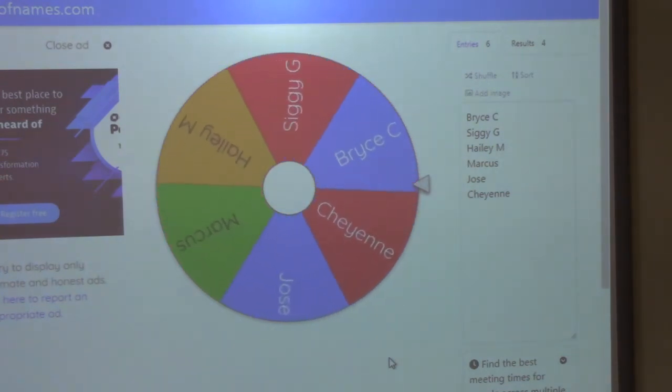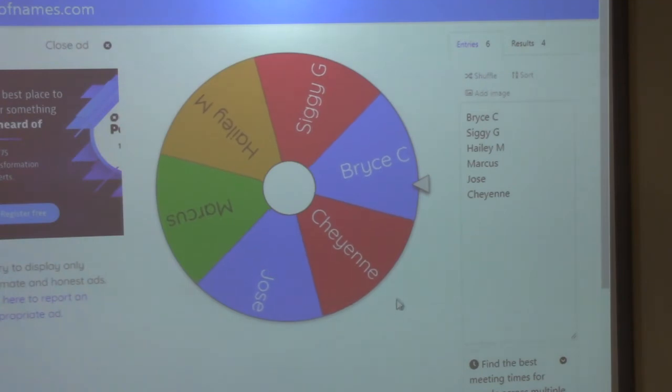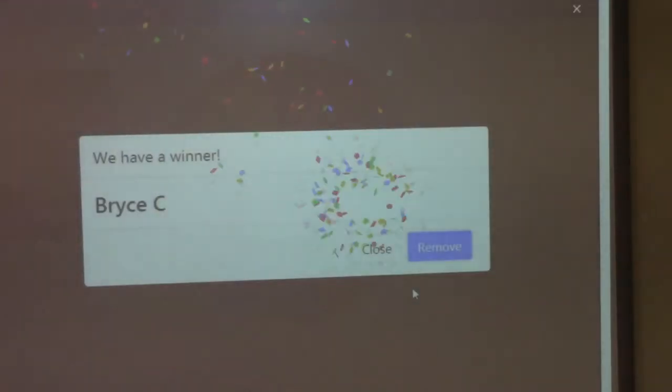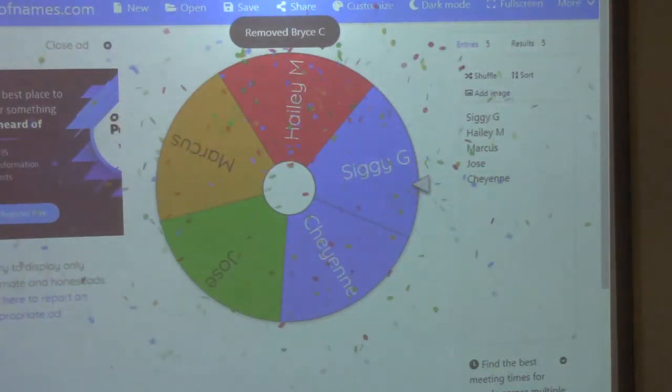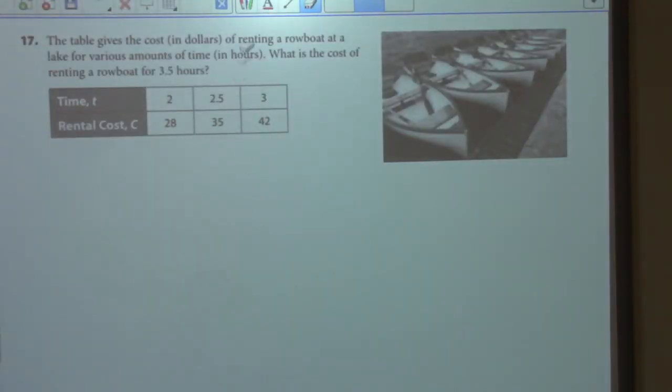That'll be Bryce, all right. Bryce. For my final answer, I got 49. So what is 49? That is the rental cost. So cost C equals 49, and $49 is what you meant, right? Yeah, right. Okay, good. Help us understand your reasoning.